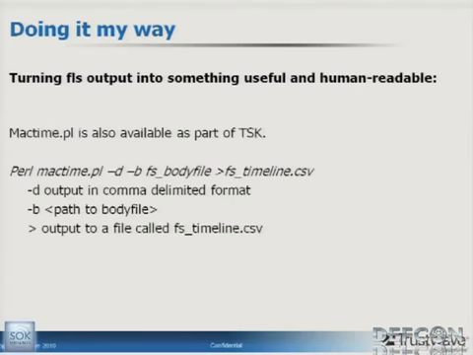So turning FLS output into something that's actually useful and human readable is done with the mactime Perl script. It's also available as part of the Sleuth Kit. And here's a sample command again: perl mactime.pl -d -b pointed at your body file, and again just output it to a CSV file. The -d is going to output it in a comma delimited format, so it's really, really easy to use with Excel or OpenOffice or the command line. You can search it, do whatever you want. And then -b just designates your path to the body file, and you're outputting it to a timeline, FS timeline.